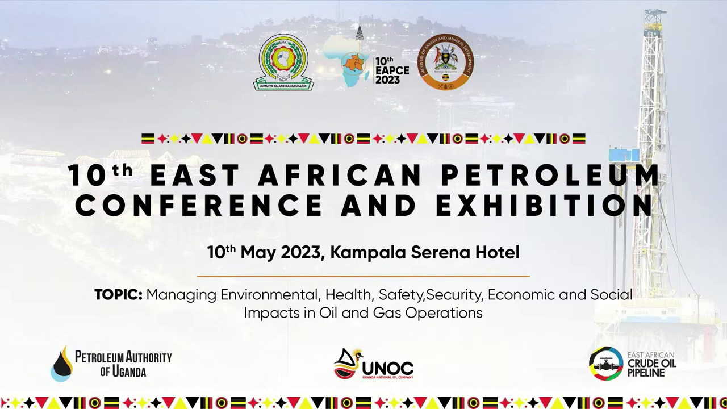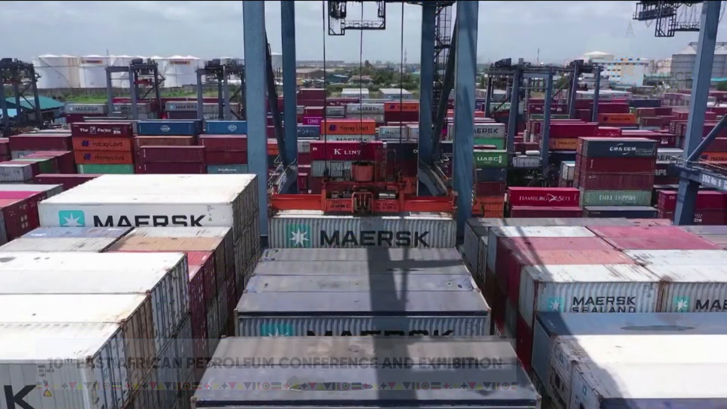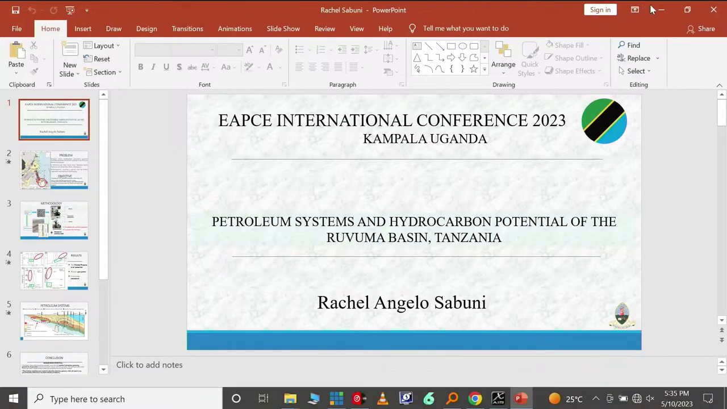You might be wondering why the Ruvuma Basin. The Ruvuma Basin is found in the southern side of Tanzania on the western shore of the Indian Ocean. This is a basin that extends up to Mozambique. And recently, this basin has discovered abundant gas, close to 250 TCF, of which 200 is on the Mozambique side and an estimated 50 TCF is on the Tanzanian side.